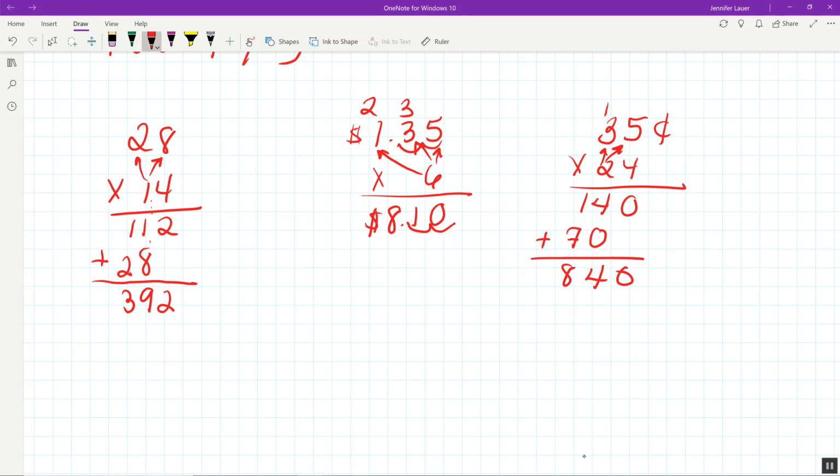And then we just add those up. And now this is 840 cents. Understand you could also write that as $8.40 like that. All right, so that's a multiplication review. Let's get into some division.